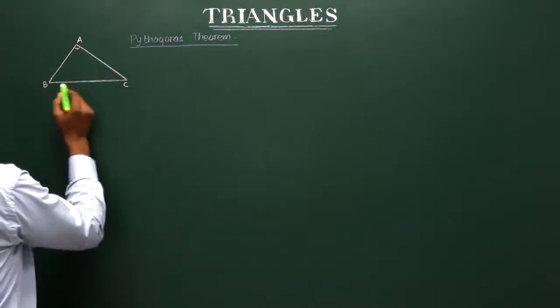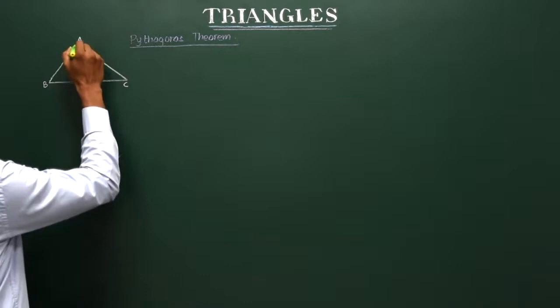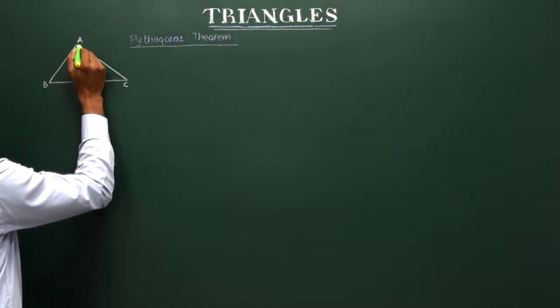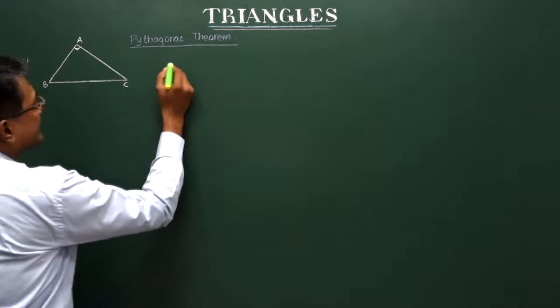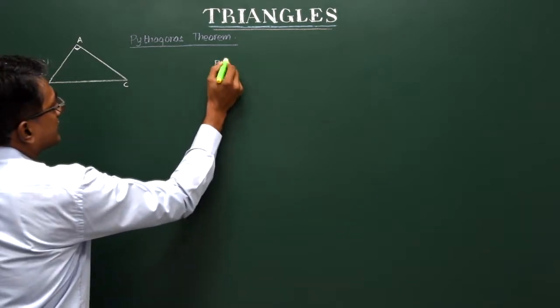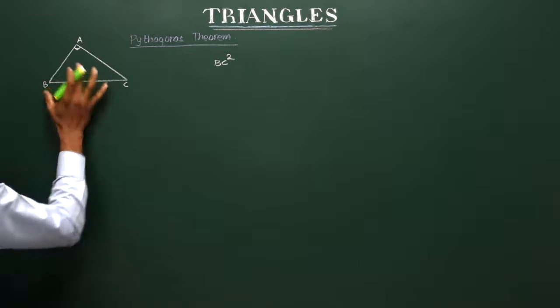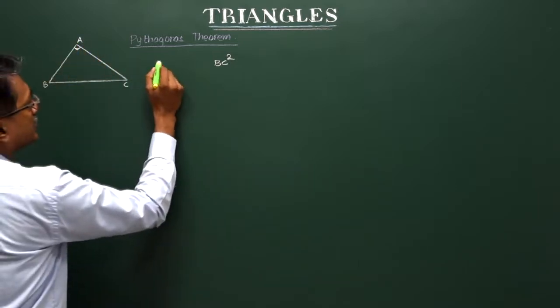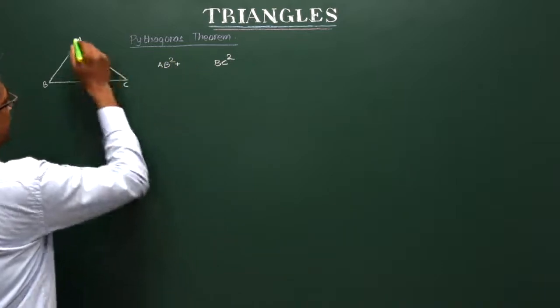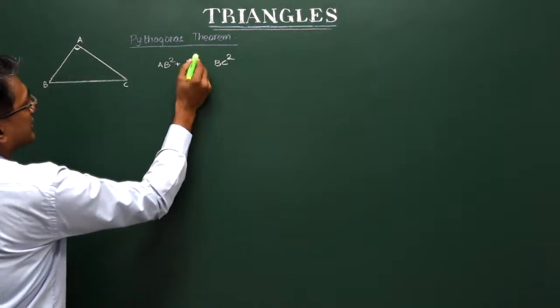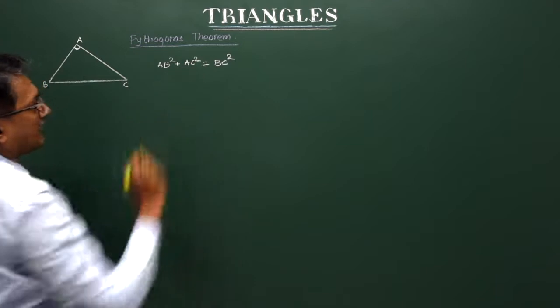So it says that this is the hypotenuse, the side opposite the 90-degree right angle is the hypotenuse. So it says that this BC square is equal to the sum of the squares of the other sides. So AB square plus AC square. Okay.